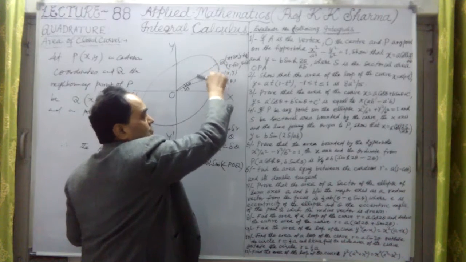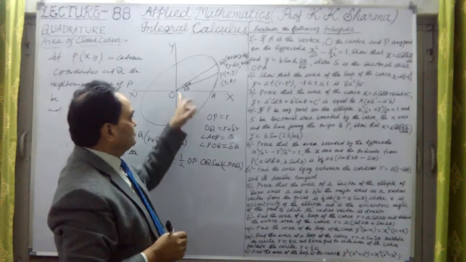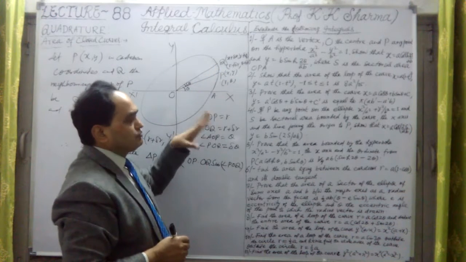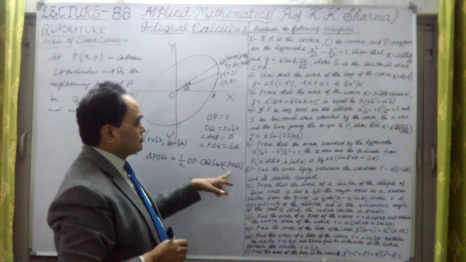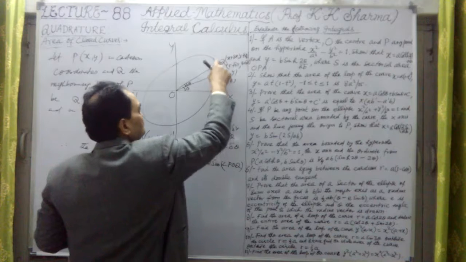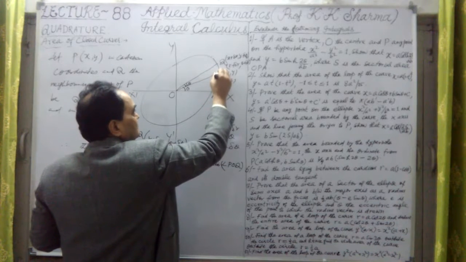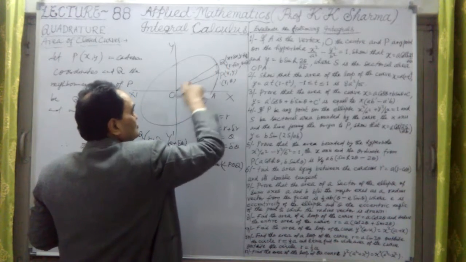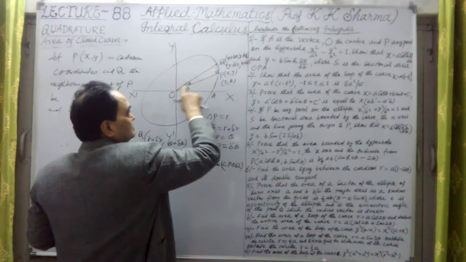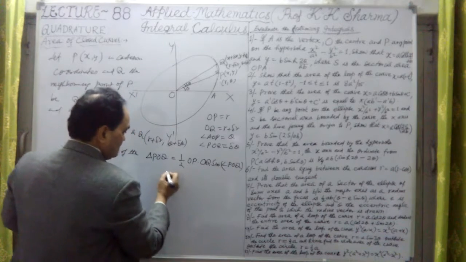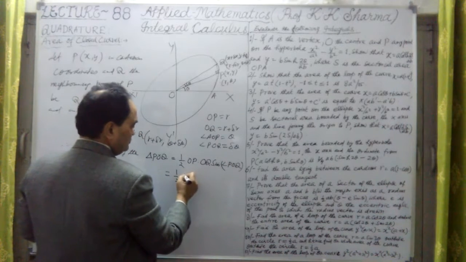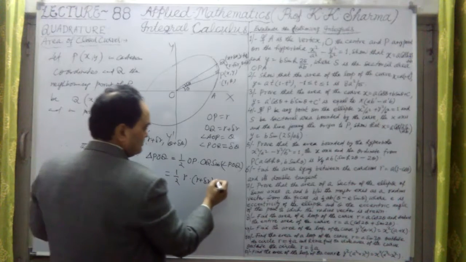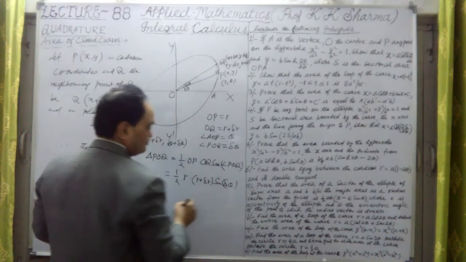Then the perpendicular height, with half base into height, where the base is OP and the hypotenuse is OQ. The perpendicular height PQ is given by OQ into sine of angle POQ, with a right angle here. So this is given by 1 upon 2 into r, since OP is r, and OQ is r plus delta r, into sine of delta theta.